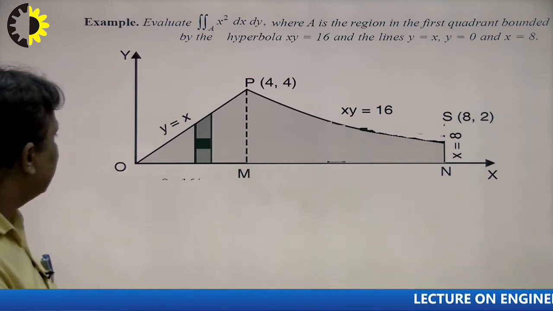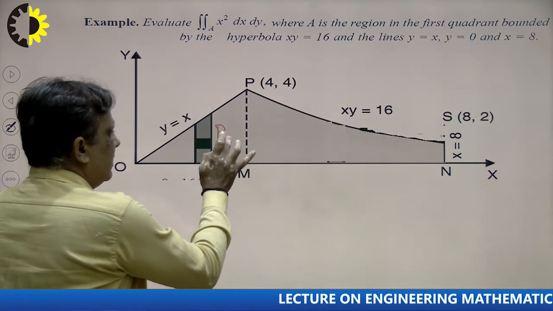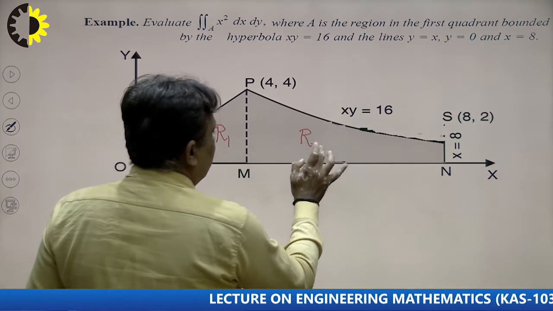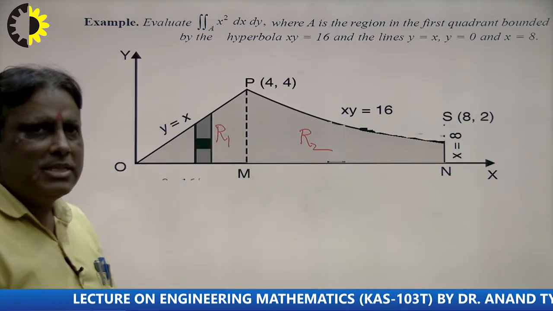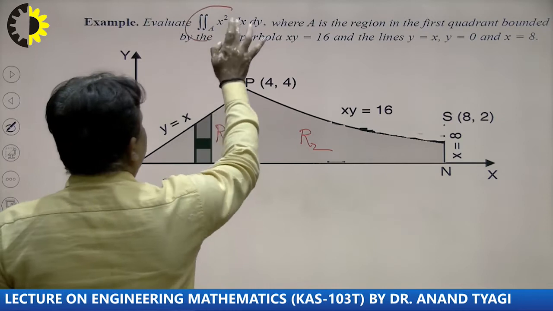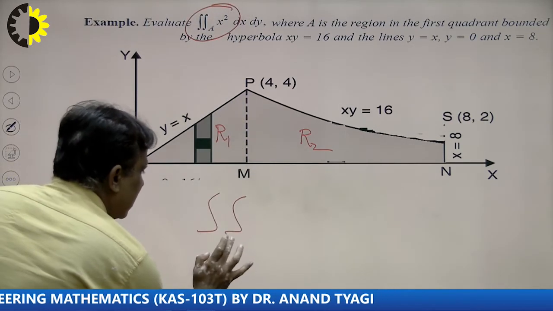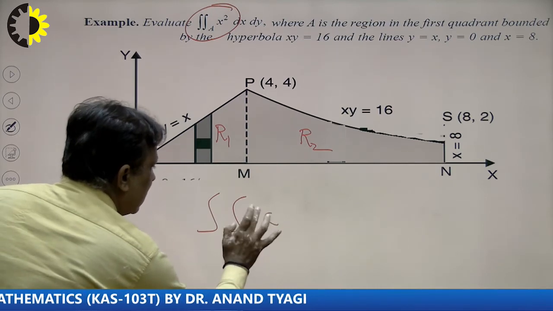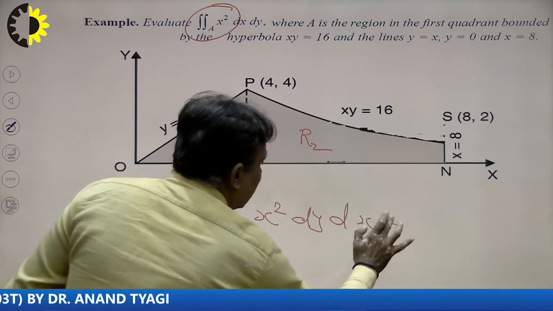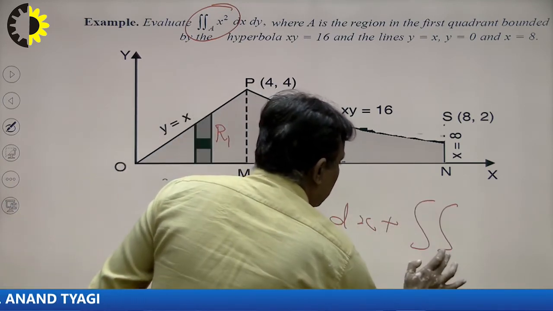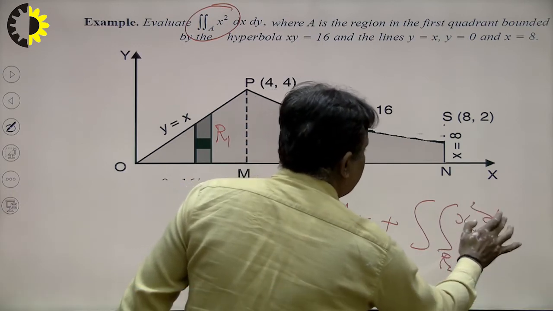First of all I take the strip parallel to the axis. That is region R1, I write here R1 region, and that is region R2. So first of all we consider the limit here for R1. What does that mean? This integral is divided into 2 parts. First is the double integral over R1 of x square dy dx, plus the double integral over R2 of x square dx dy.